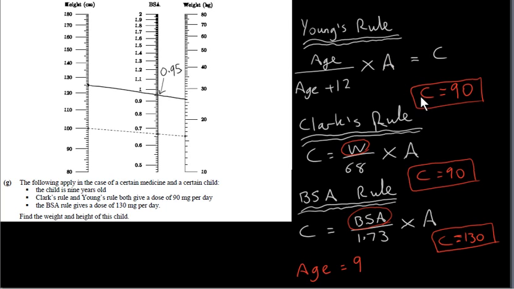For Young's rule, the child's dose C is 90, and we know that the age of the child is 9. So we can plug 9 in for age here. So I will write Young's rule down over here, replacing age with 9. So we have 9 over 9 plus 12.